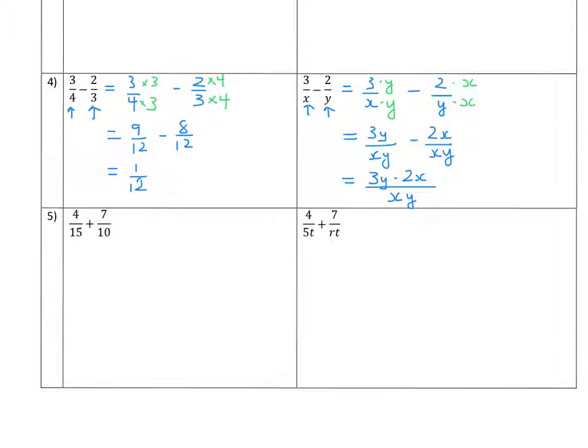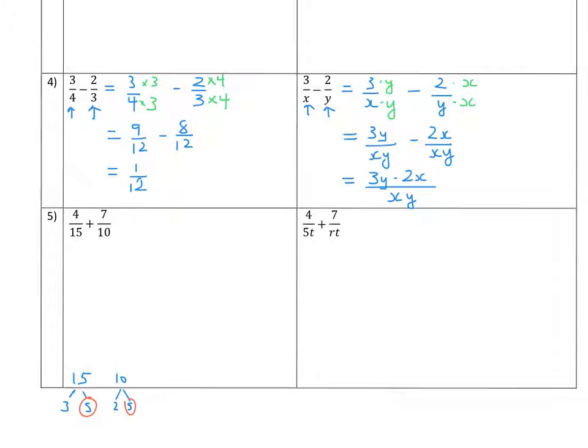15 and 10, I need a common denominator. Now, I could go just 15 times 10, and that would make 150, but that wouldn't be my lowest common denominator. It would still work, but not necessarily the best. All right, I'm going to look at 15. I'm just going to do some legwork down here. 15 really is 3 times 5, and 10 is really 2 times 5. So they both have a common factor of 5.